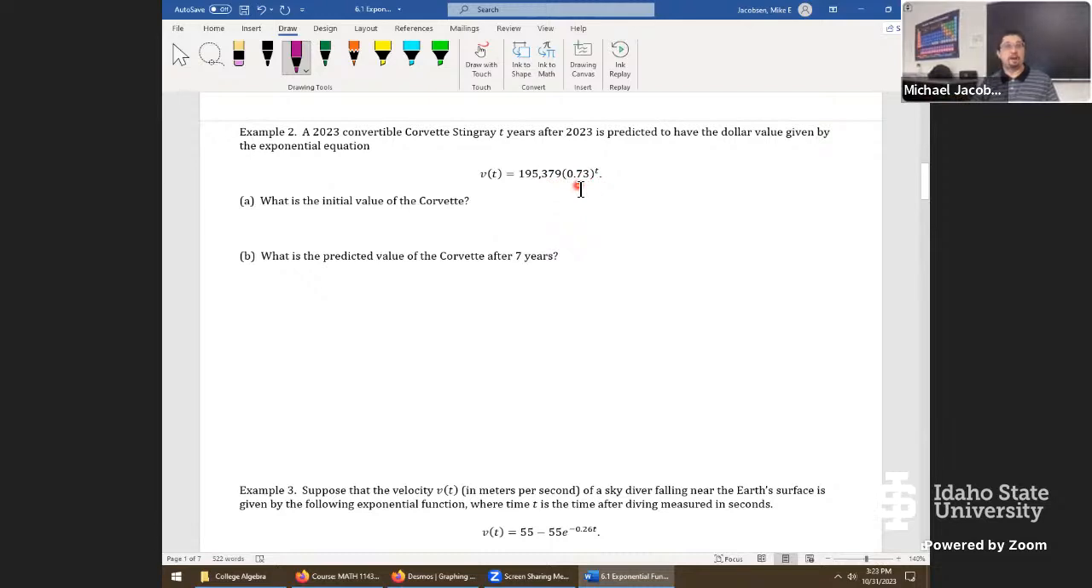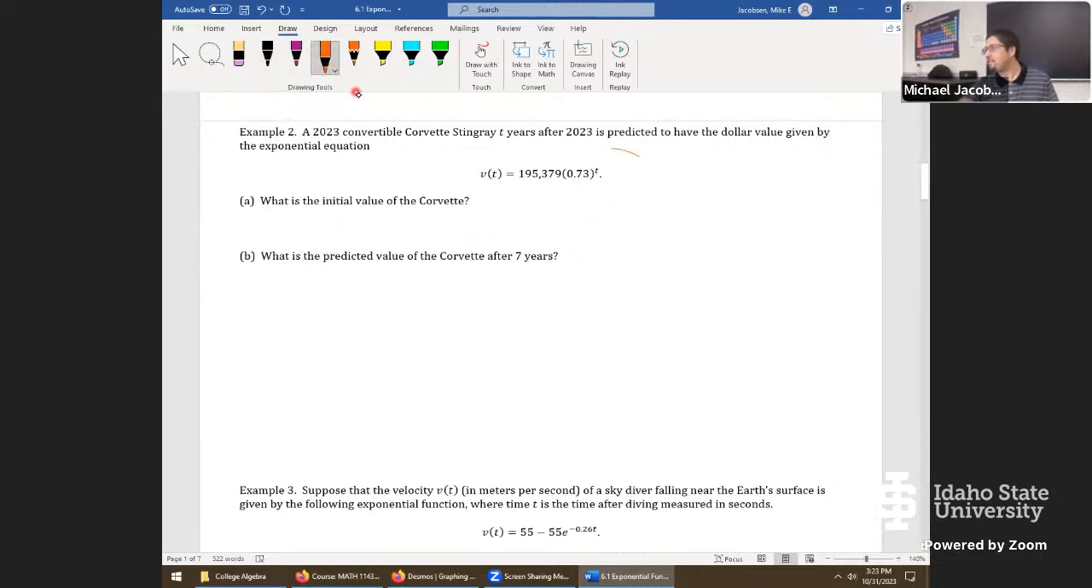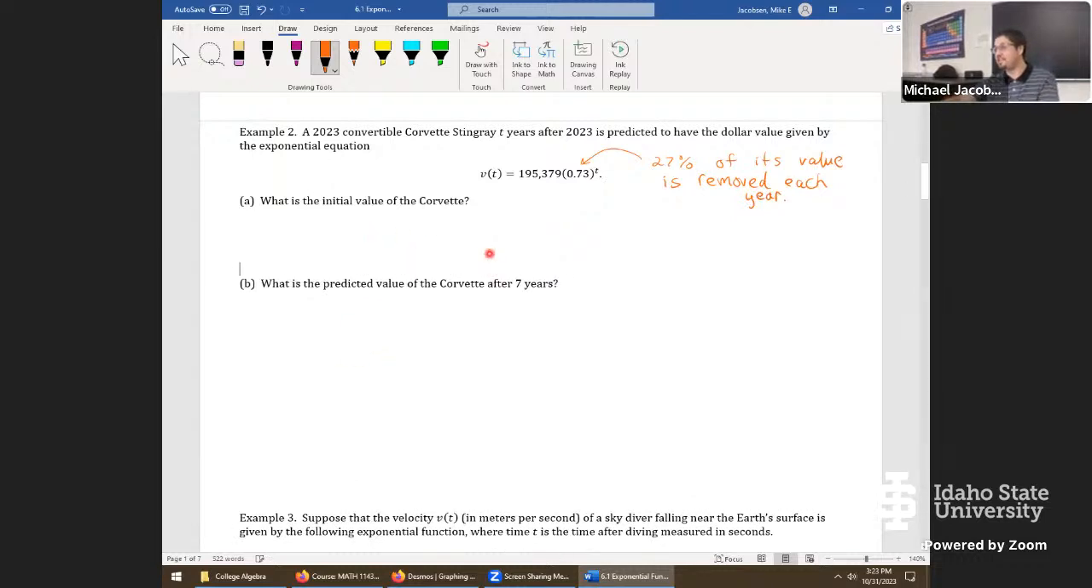The 0.73 is raised to a power of t, but that means every time a year increases by 1, we're losing 27% of the value. So 27% of its value, that I don't think is an actual contraction, but I'm not completely sure. I'll just take it up for now. 27% of its value is removed each year. Again, it is a made-up problem, so this is not necessarily our car market.